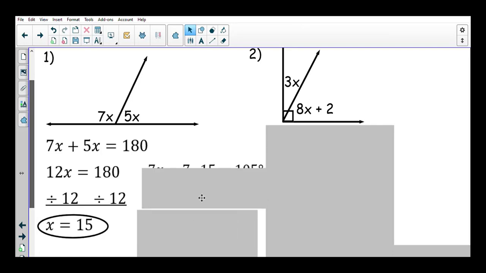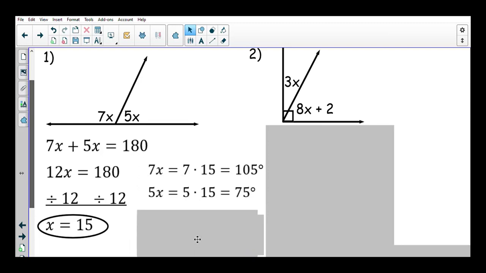Now, we need to find the two missing angle measures. We have 7x and 5x. So take 7 times 15, which is 105. 5x, which is 5 times 15, that's 75. You can double check to make sure they add to 180 degrees by adding them together, and they will.